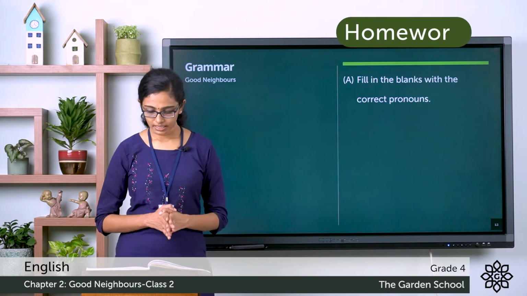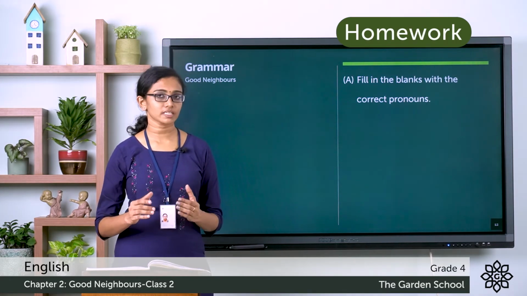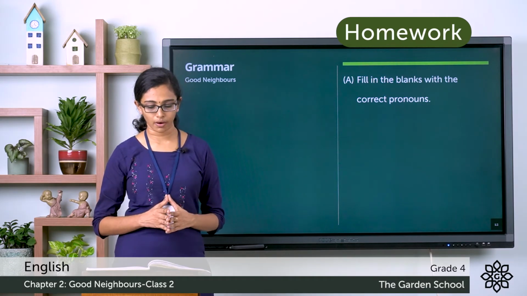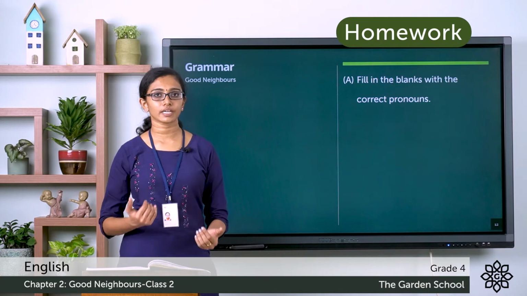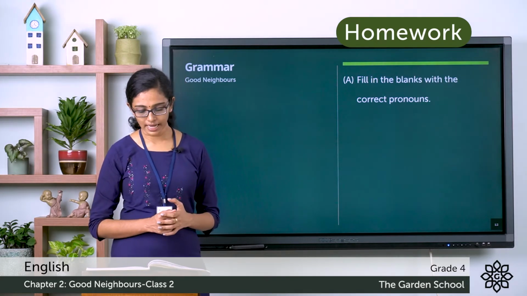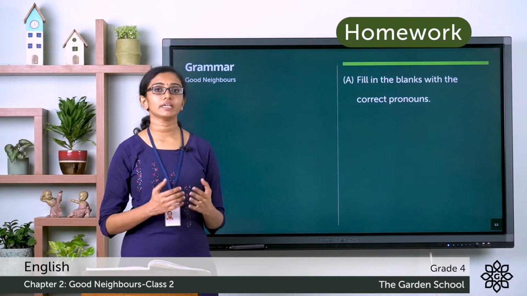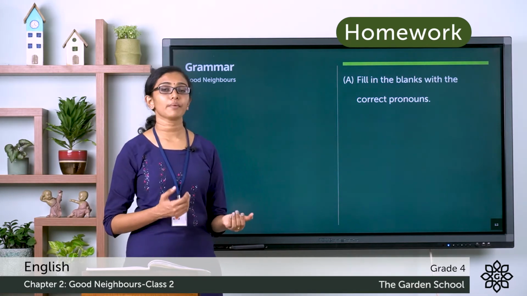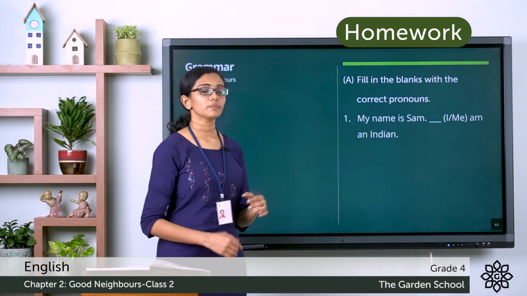So here in the textbook page number 27, you see this exercise. So just above that, you can see a small note about different types of pronouns. Make sure you go through it first and then come to the exercise part. So the question reads, fill in the blanks with the correct pronouns. So the question is, my name is Sam, dash am an Indian. And in the brackets, two words are given, I or me.